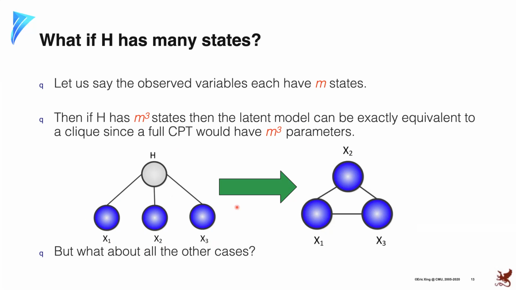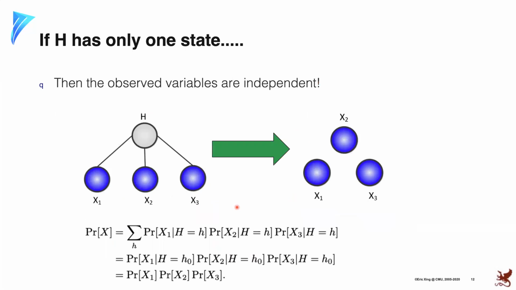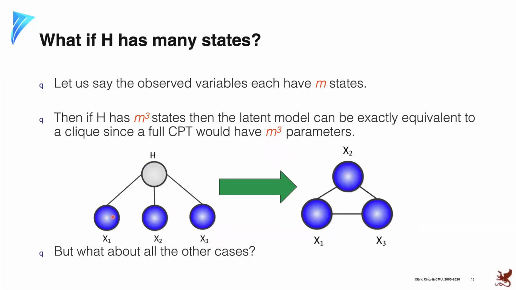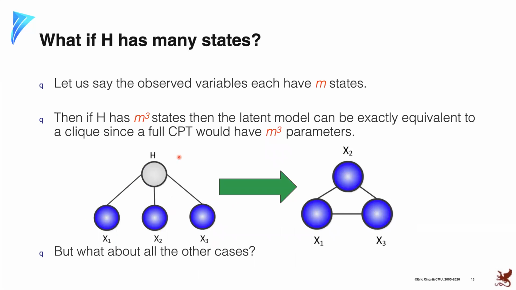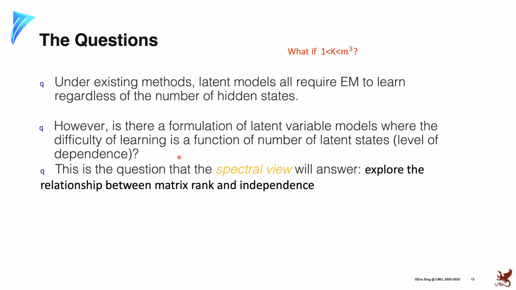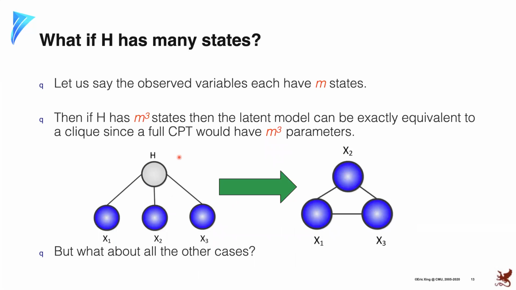So essentially what we are trying to do here is to connect the level of dependency of these variables to the cardinality of h, which is the number of values h can take. Can you elaborate why the CPT has m cubed? I mean, if there are m states, why do we need this?